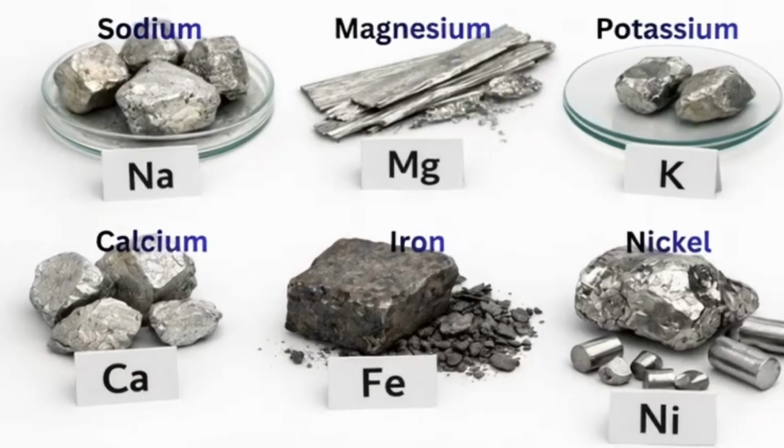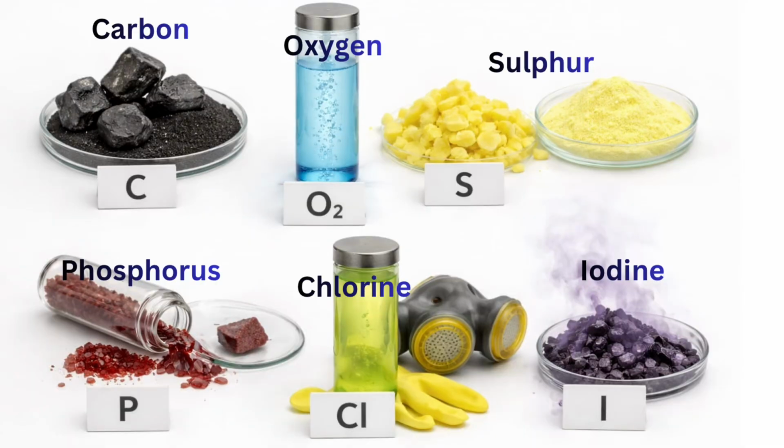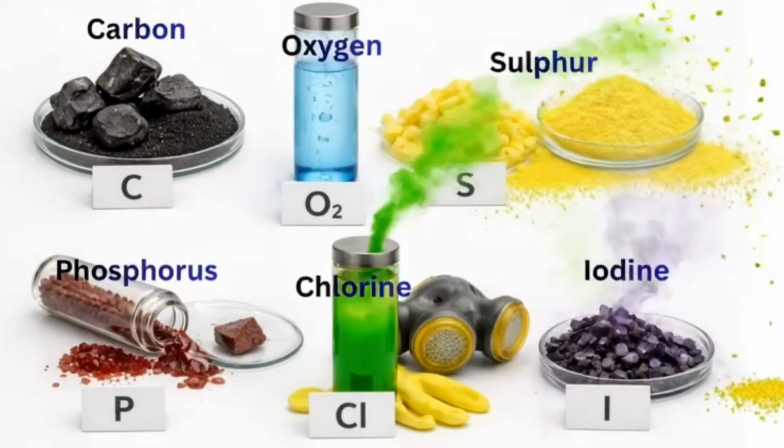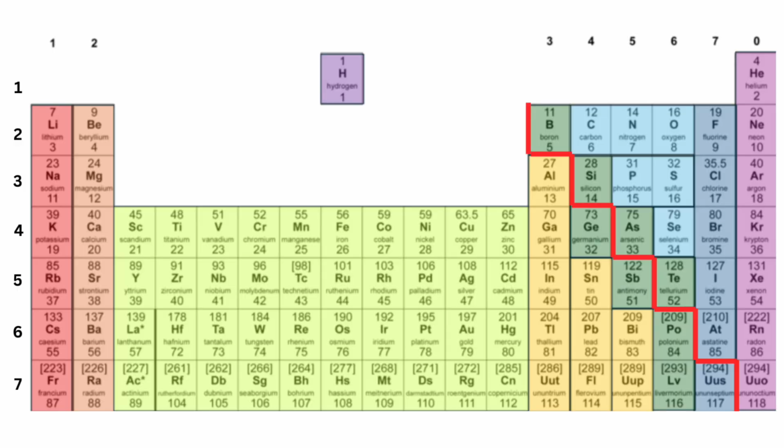Most elements in the periodic table are metals. In fact, nonmetals make up only about 20% of all known elements. Metals are found on the left, in the center, and toward the bottom of the periodic table.